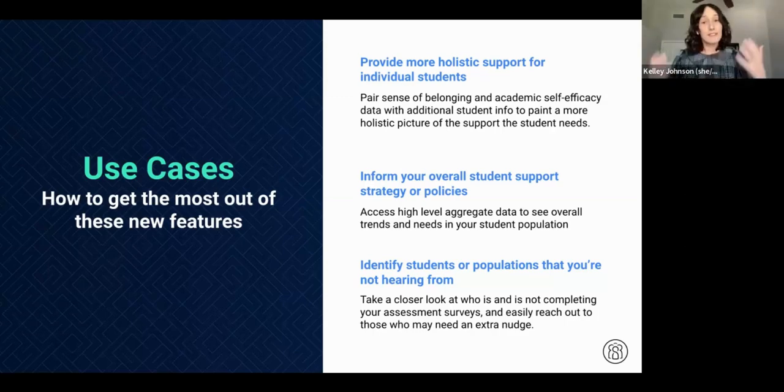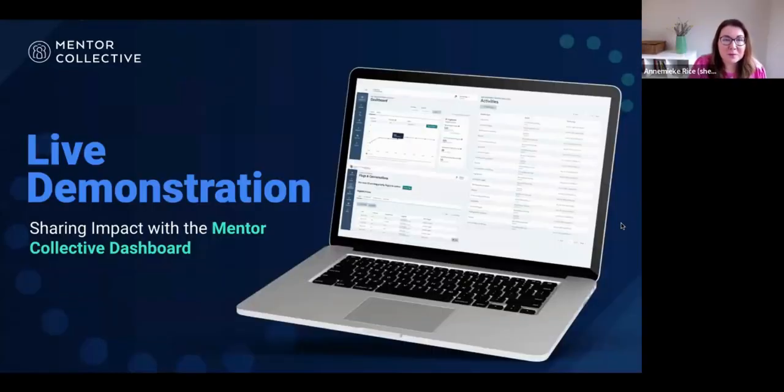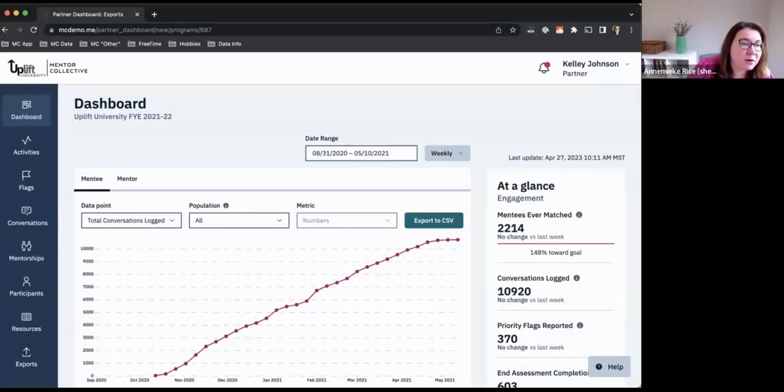Also, this can more holistically inform your overall student support strategy or policies. You can see things like sense of belonging and academic self-efficacy information on a high level for your entire program, which could be really useful as you're thinking about how to make some more holistic changes to your support strategies. And then this also helps you identify some students that you may or may not be hearing from. We'll talk about that a little bit as well when we jump into the demo. So why don't we jump into it? Kelley's going to take over and jump into our demo site, and we're going to walk through some of these features and how you might actually use them to do your work.